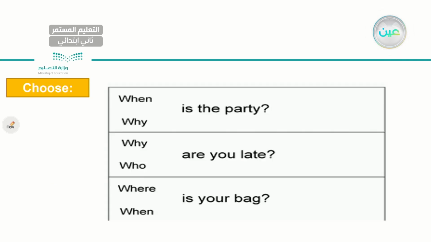Now, I need you here to help me decide what is the correct WH word. Okay, starting with the first one. It's either when or why. Blank is the party? The answer is at 11 o'clock. When is the party? Very good. When is the party? The next one.